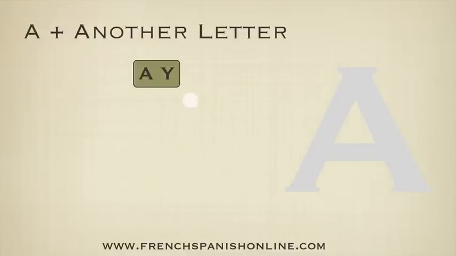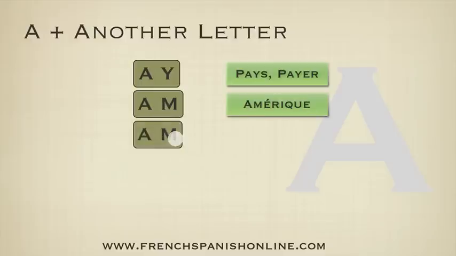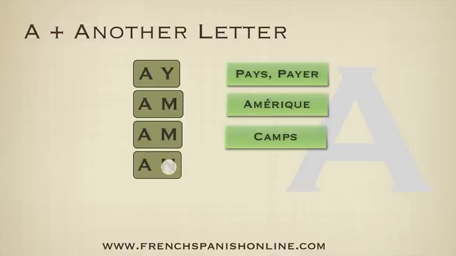More A and the letter Y. We say A, like pays for country, or payer, to pay. A, pays, payer. Here, A and M, if after we have a vowel, we will say am. For example, Amérique. But if after am we have a consonant, we will say en. Quand. Amérique, quand.